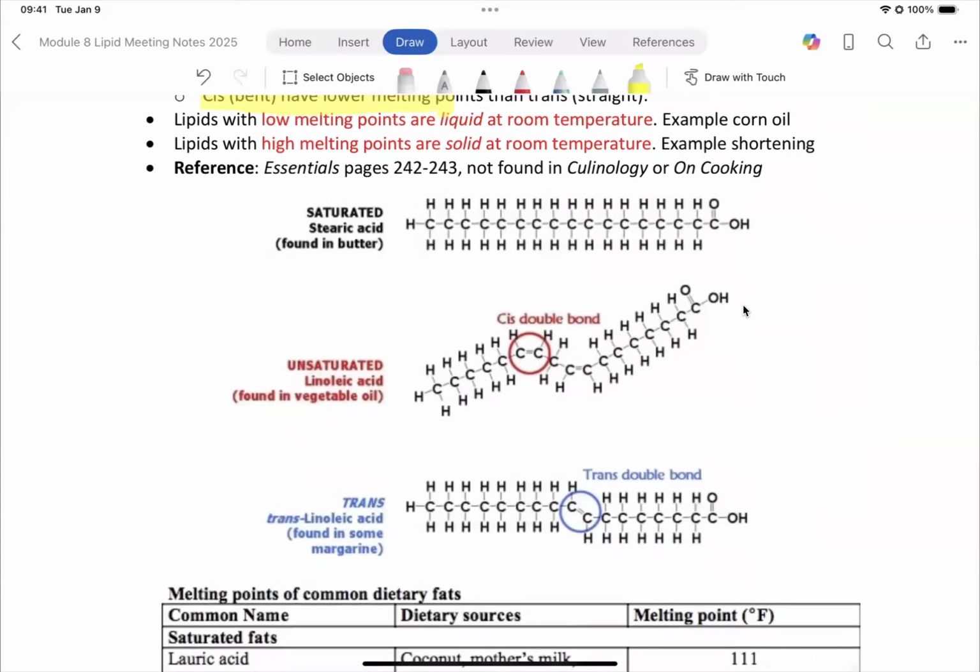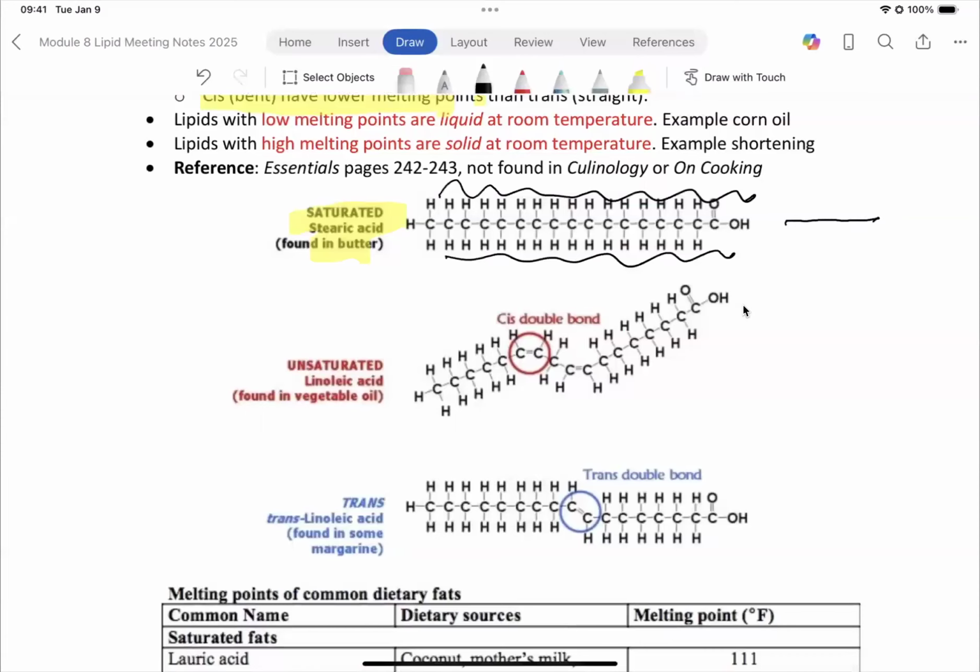This one right here is a saturated fatty acid. Saturated means that there's a hydrogen for every carbon. If you go along and look at this up here and down here, there are hydrogens for every carbon. This is saturated. You cannot add any more hydrogen. And because it's saturated, it's a straight chain.